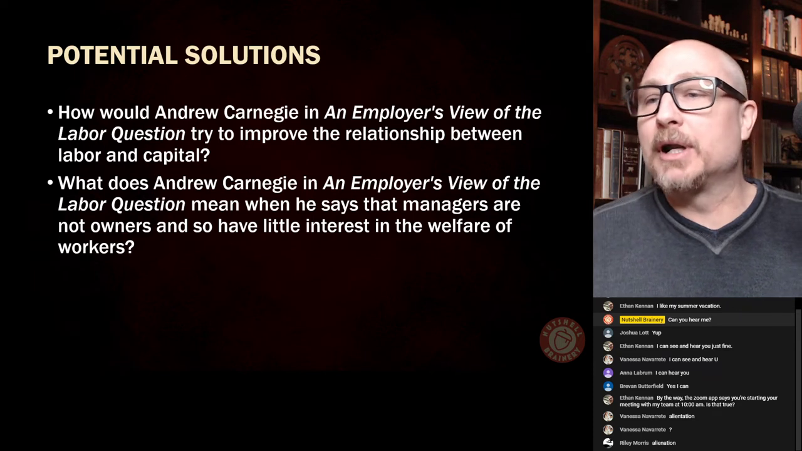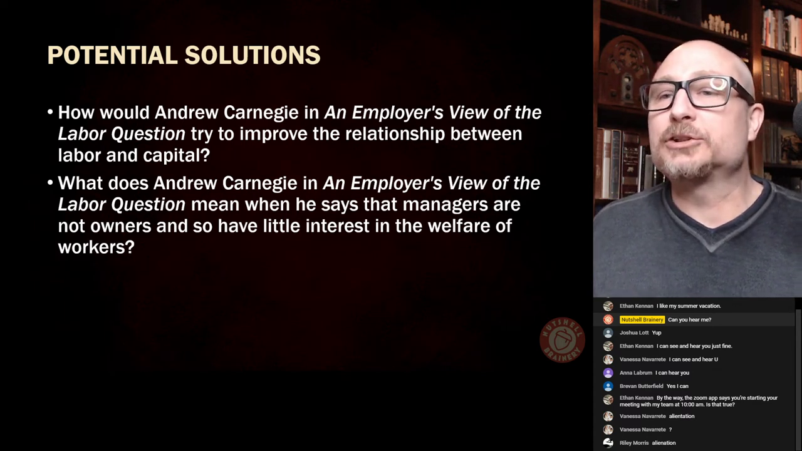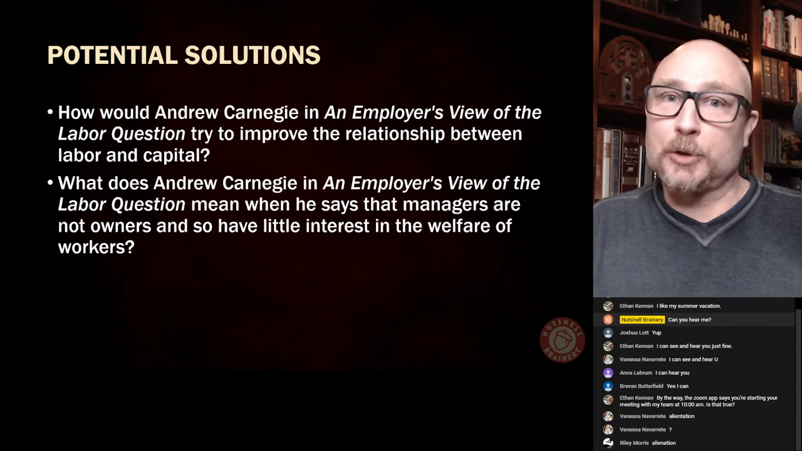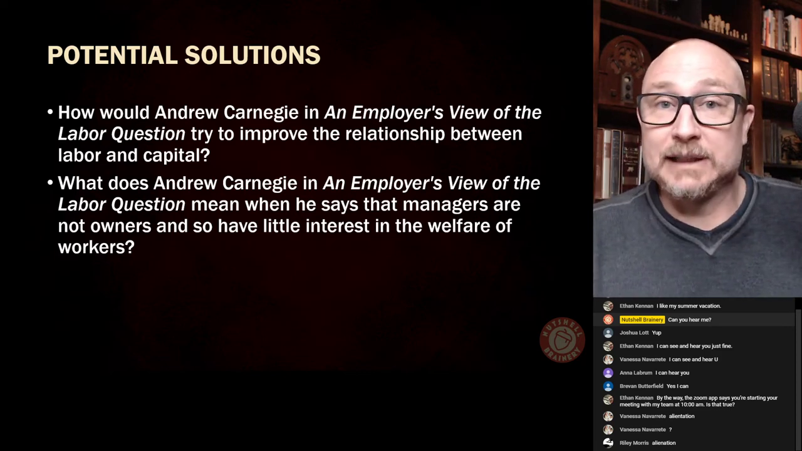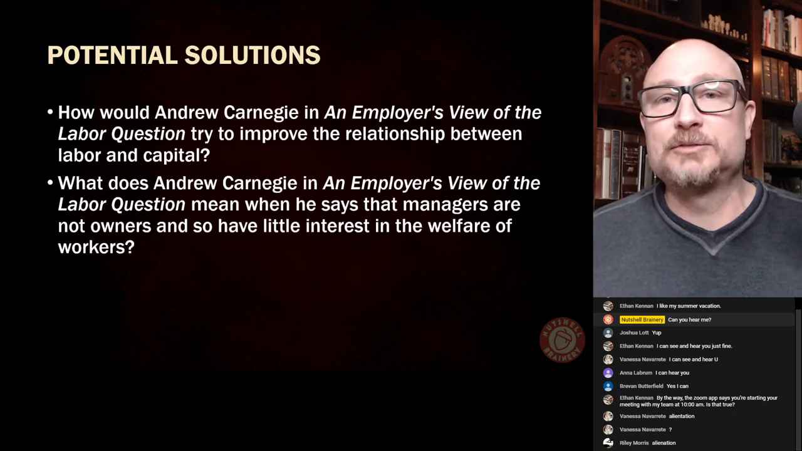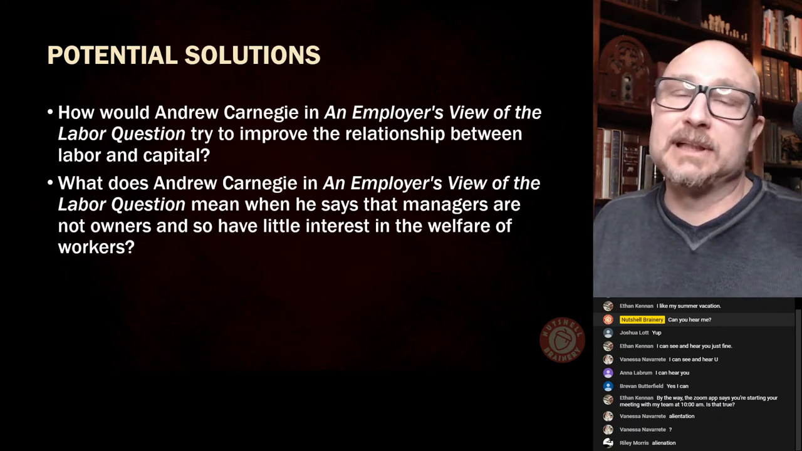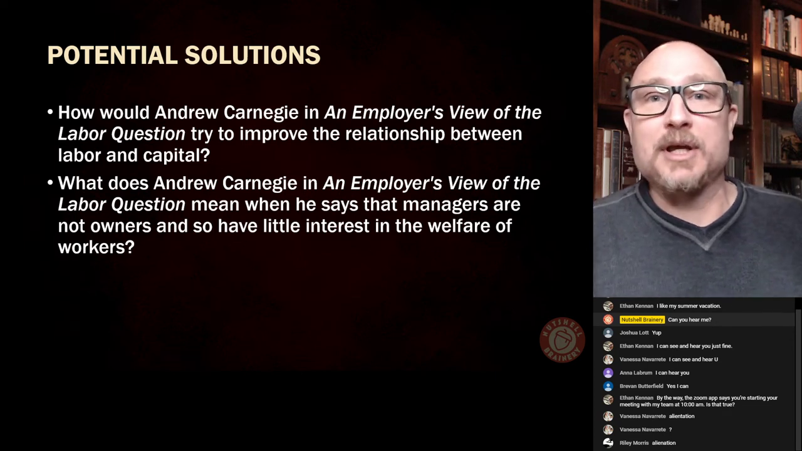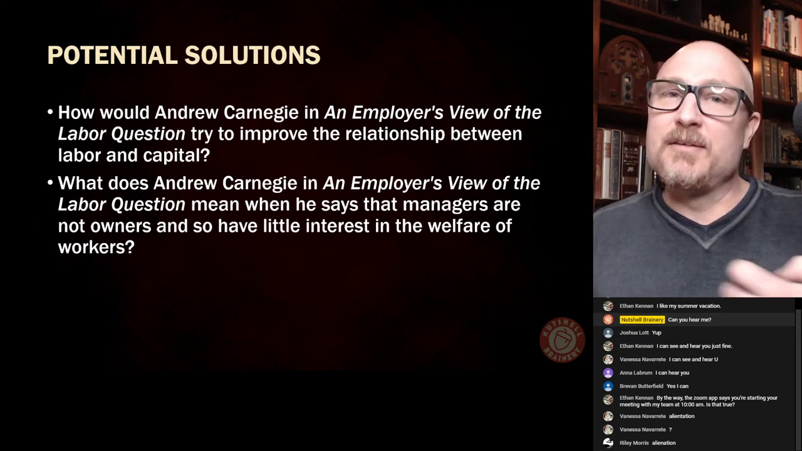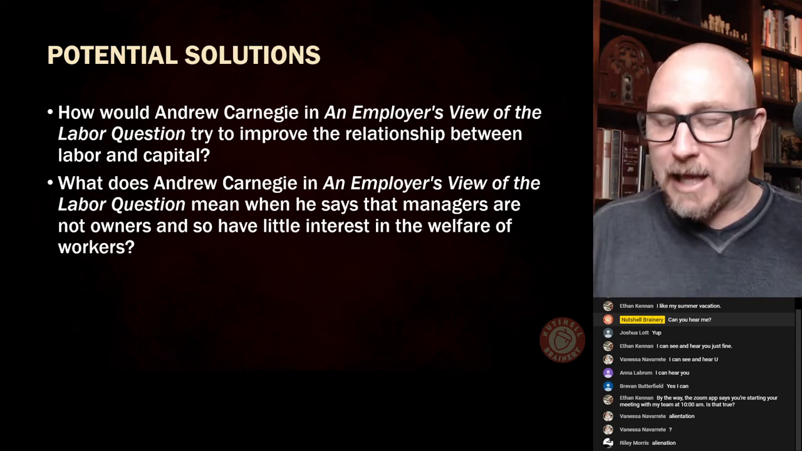Okay, how does Andrew Carnegie and the employers' view approach the labor question? What does he mean when he says that managers are not owners and so have little interest in the welfare of workers? Well, remember, as progressive as Carnegie was, and he was progressive for his day, he felt that in order for somebody to really care about the outcome of something, they needed to have a vested ownership interest in the venture. Since employees and managers, by and large, don't own the company, there's less reason for them to invest themselves emotionally and time-wise in the outcome of the venture. So just bear that in mind. All right.